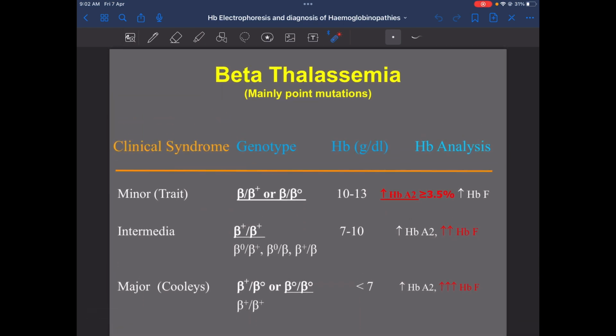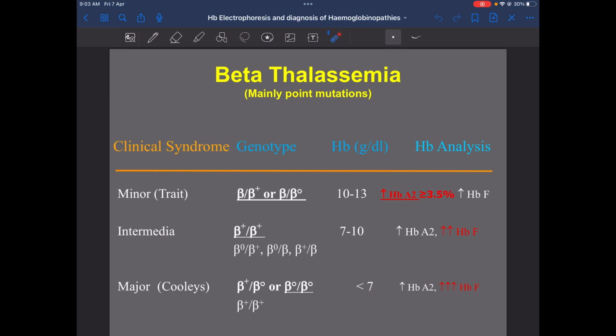And yeah, so the lower down you are on the beta thalassemia chart, the worse your symptoms are going to be and the lower your hemoglobin is going to be. So minor or trait is 10 to 13, with hemoglobin in grams per deciliter. Intermediate is 7 to 10, and major, which is also known as Cooley's anemia, is less than 7. That is very, very low.